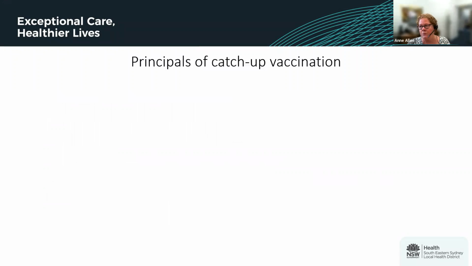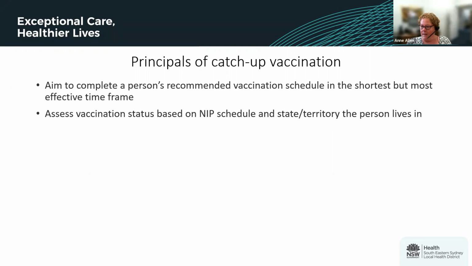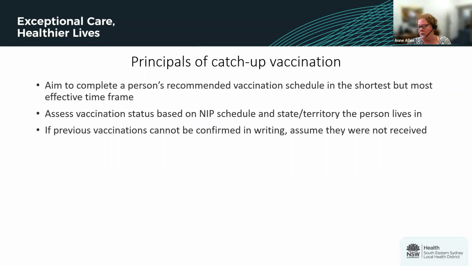Okay, so just some principles of the catch-up vaccination. You aim to complete the person's recommended vaccination schedule in the shortest but most effective time frame. So in that, it's best not to split vaccines. It's not a good idea, and we need to get the optimal protection against diseases as quickly as possible. Assess vaccination status based on the NIP schedule and the state and territory the person lives in. If previous vaccinations cannot be confirmed in writing, assume they were not given.